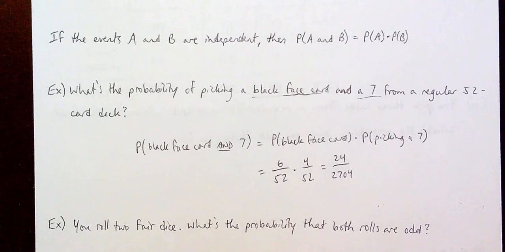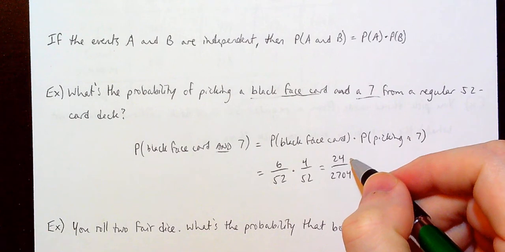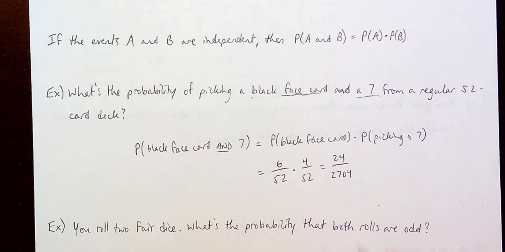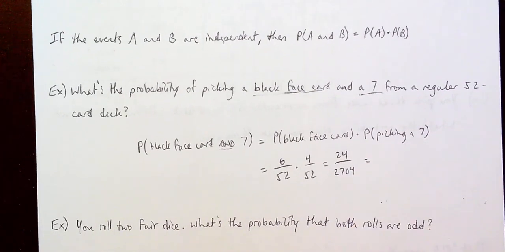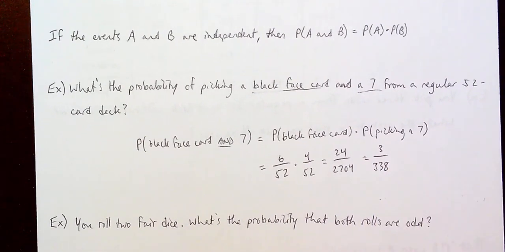And I can divide each of these numbers by 8. So I can pull out that common factor of 8 and cancel it out. And that gives me 3 divided by 338. So that is the probability of picking a black face card and picking a 7.